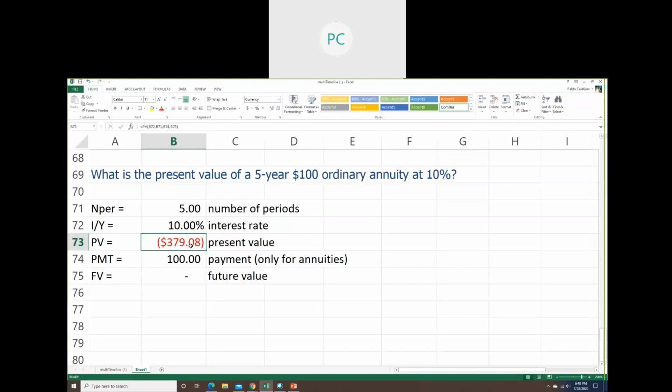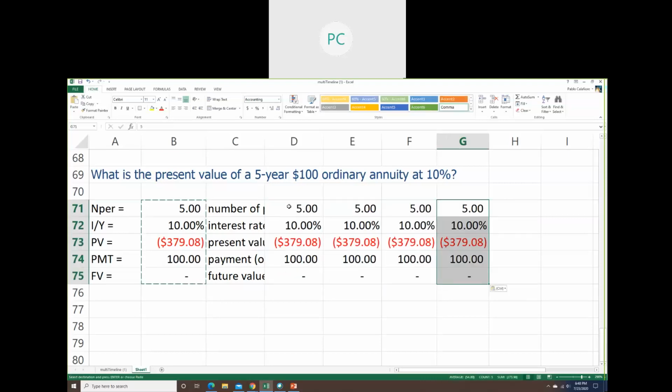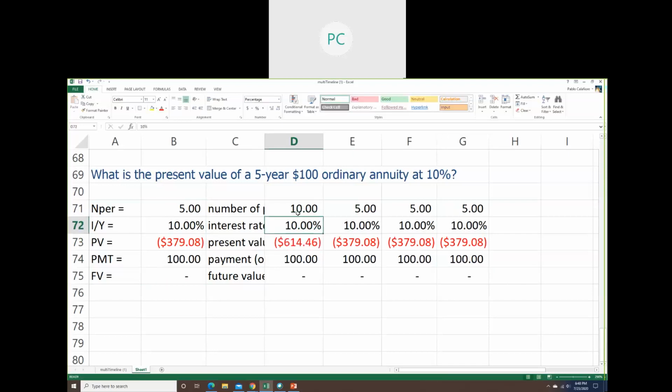So now what if we have 10 years? What will be the value of this annuity for 10 years? So I'm going to copy and paste this thing here and change the number of years to 10. So the value of this annuity, if somebody promises us for each of the next 10 years, I'm going to give you $100, this is how much it's worth to you, 614.46, exactly.